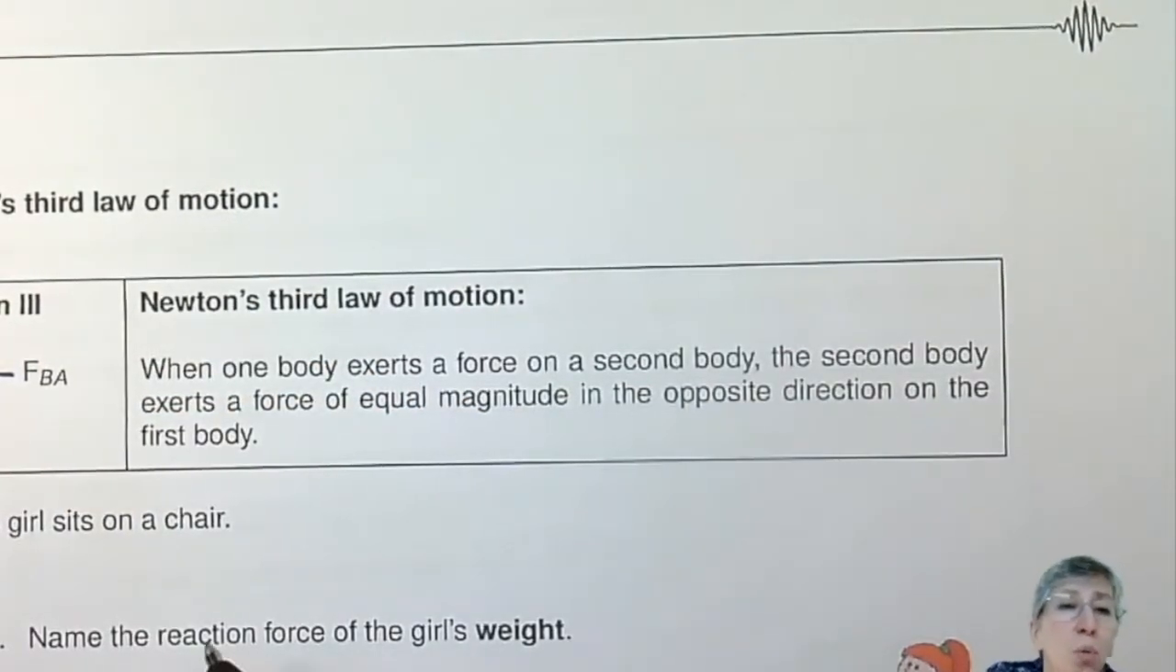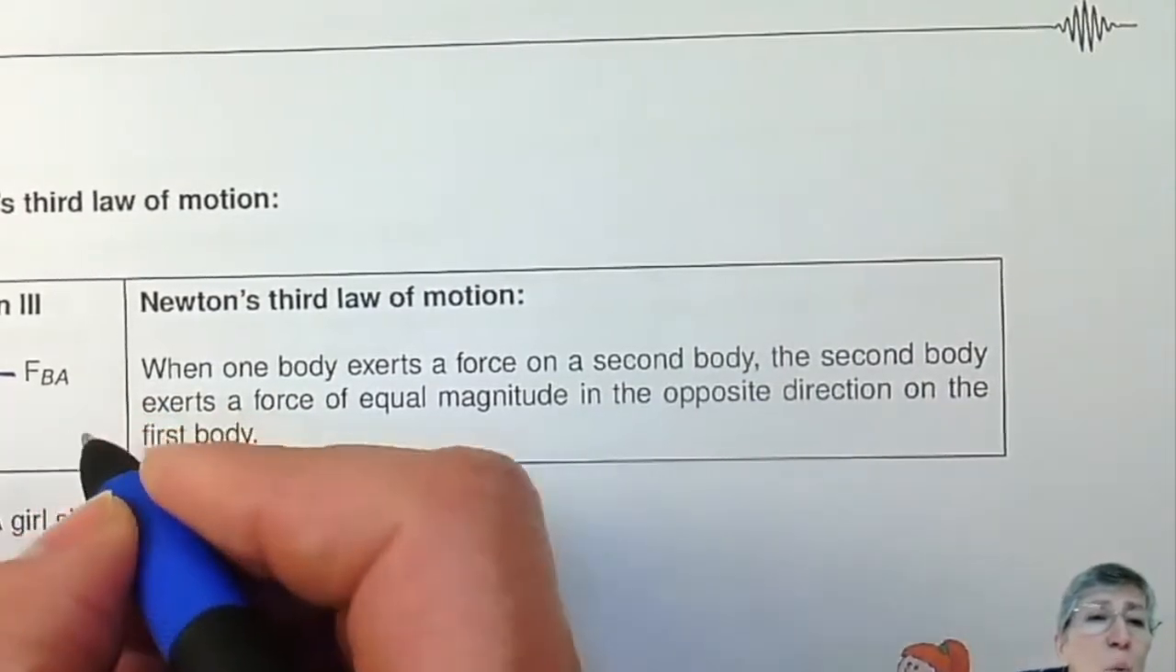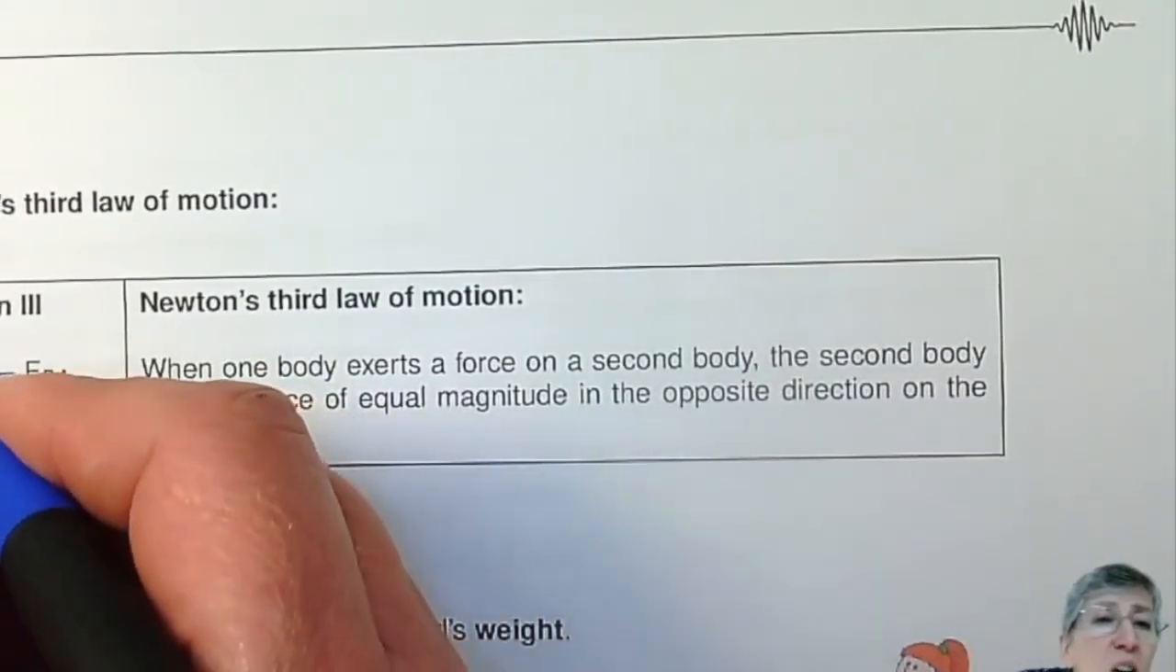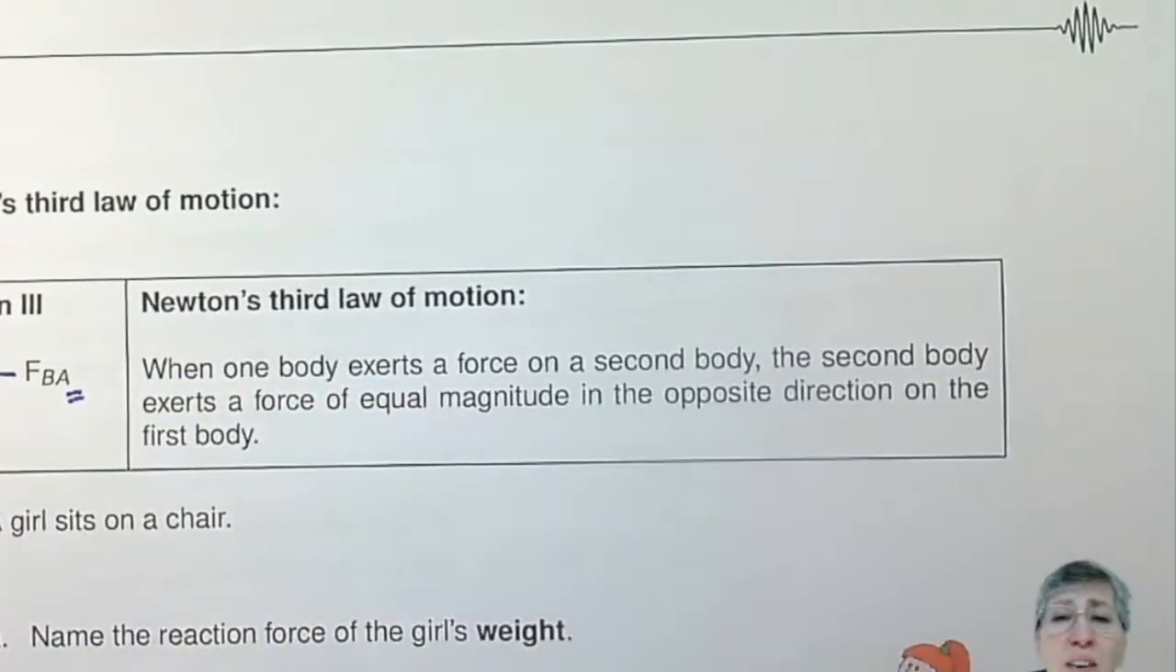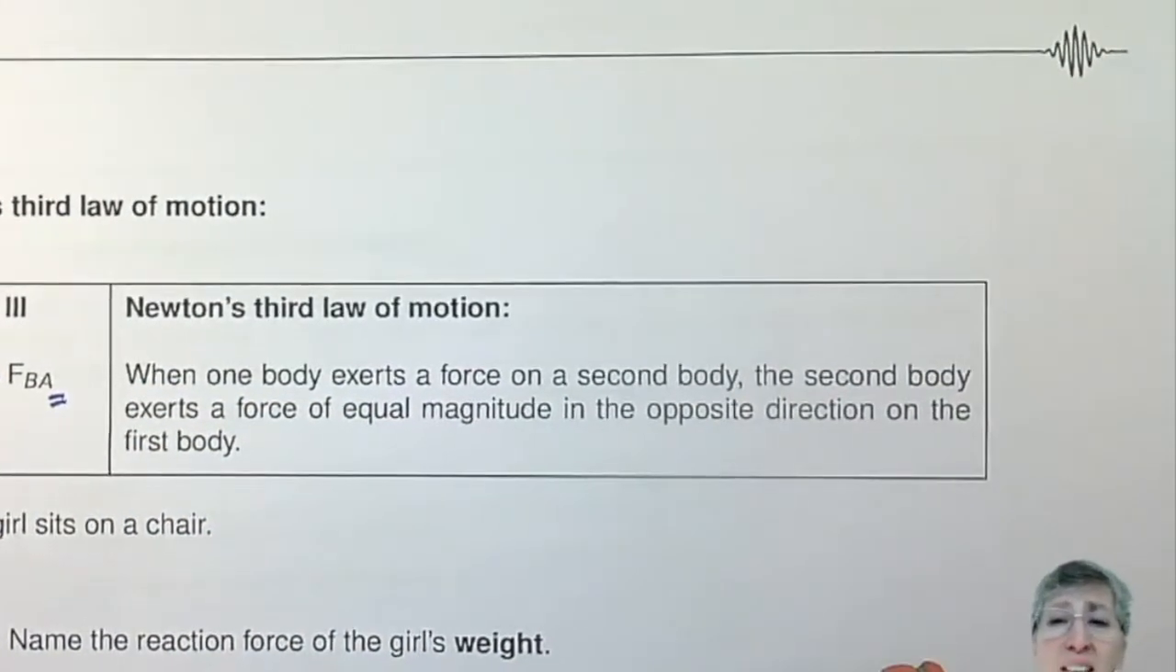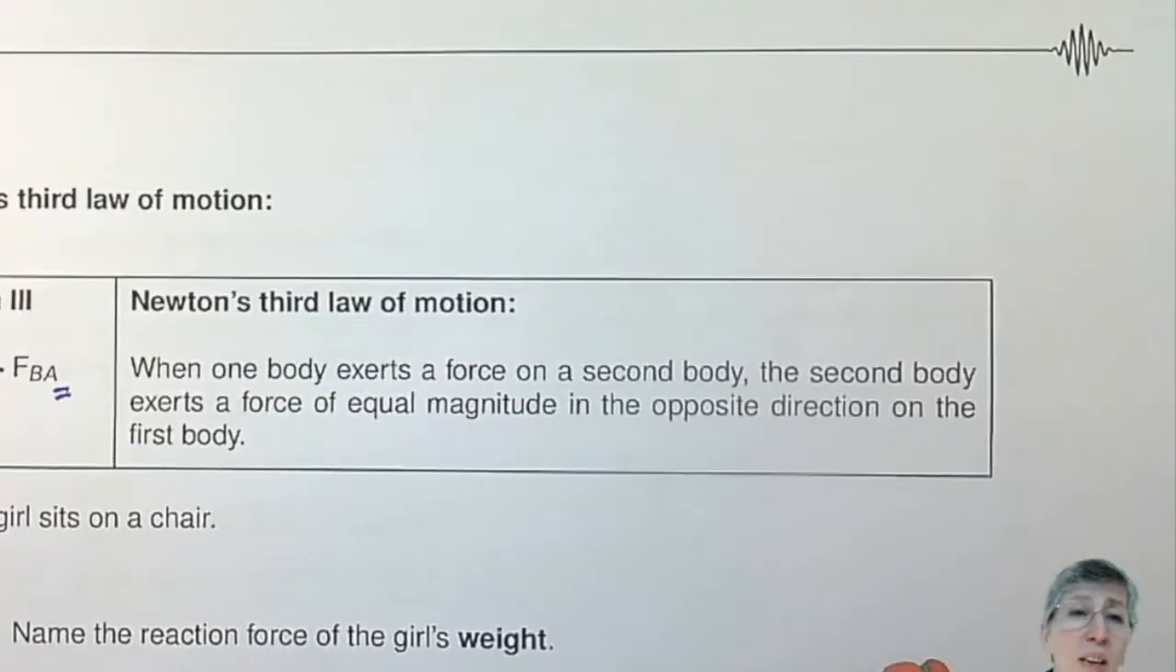So what's very important is these two are not working on the same object. It's A on B and B on A. Now it sounds very easy, but when you start to apply this, you sometimes make mistakes. So let's look at this.